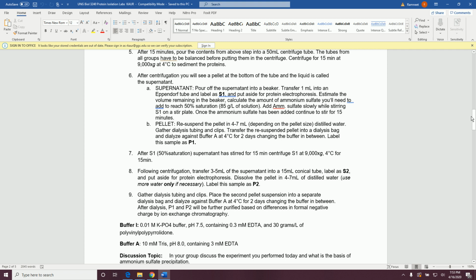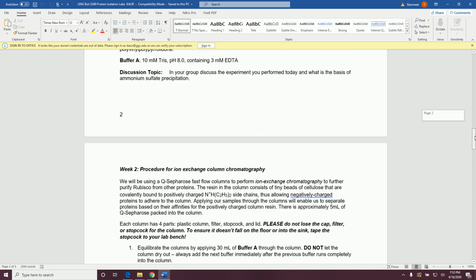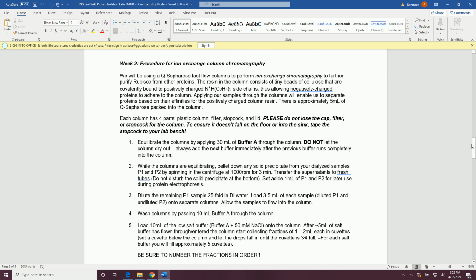So what we would have done in the second week: by the end of the first week you would have left the lab after putting P1 and P2 in the dialysis bags, and you would have had the filtrate, S1 and S2, all stored in the fridge. So next week when you would have come, you would have done the purification of the protein. In P1 and P2 you have a mixture of proteins. Now we want to purify them. So how to purify them?